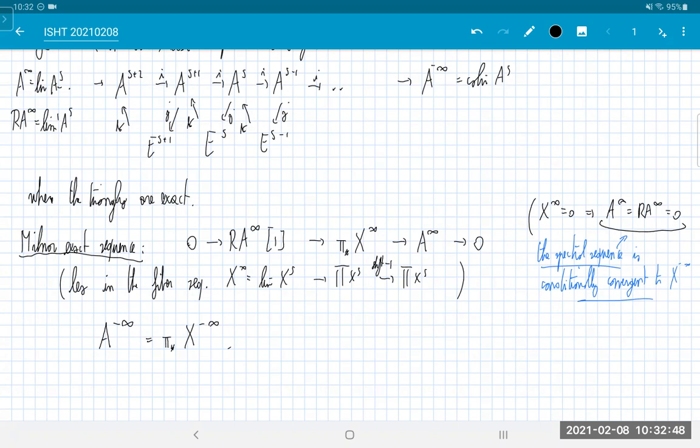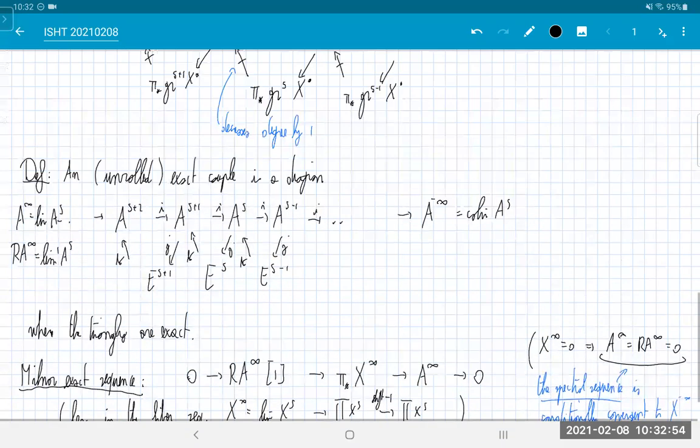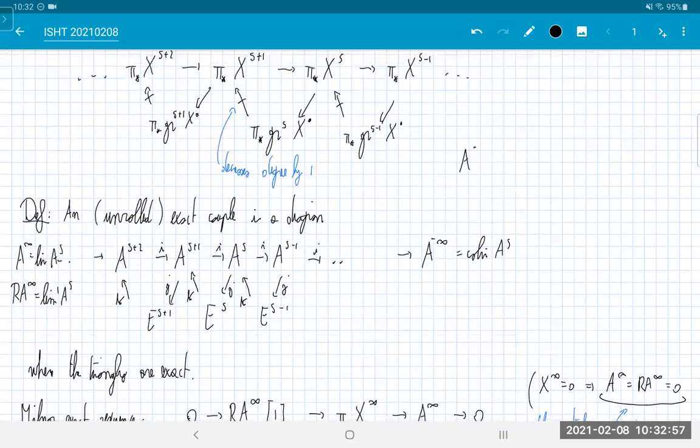Could you maybe recall the relation between X and A? Yeah, so A_S is just the homotopy groups of X_S, and E_S is the homotopy groups of the associated graded. Okay, so E_S in a sense is what we understand. A_infinity and A_minus infinity is in a sense what we want to understand.